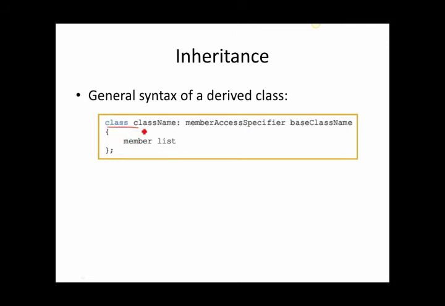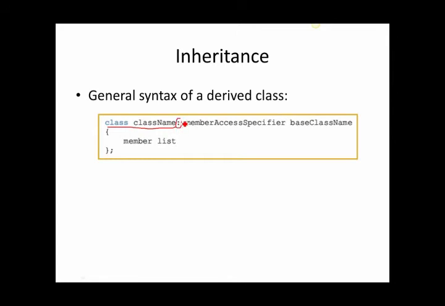When you're writing your class, you would just write it as you would any class: the keyword class and the name of your class, open brace, close brace at the end with a semicolon, and then your member list goes in between. All you have to do is, after you name your class, put a single colon. Please don't use double colons, because that's a typical mistake students make when they first learn inheritance.